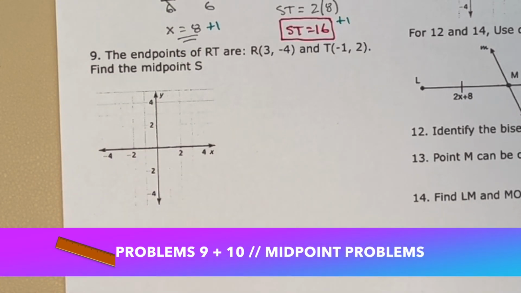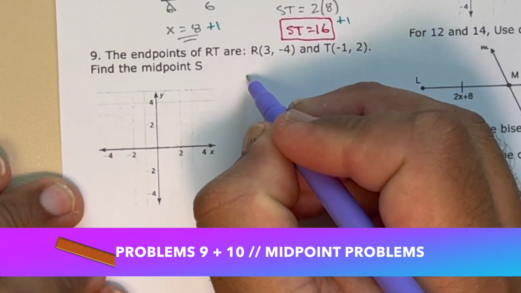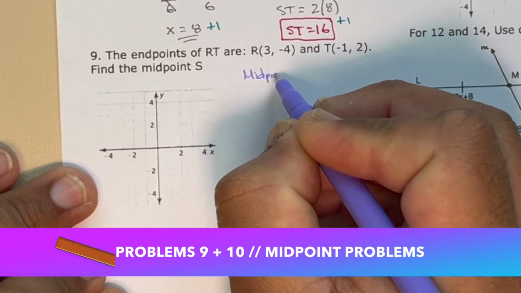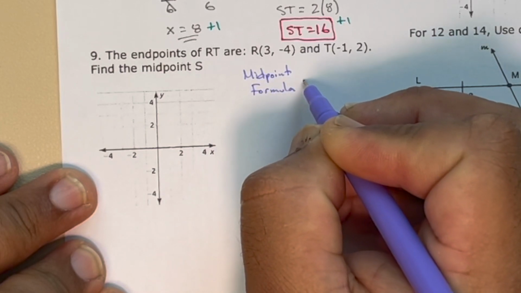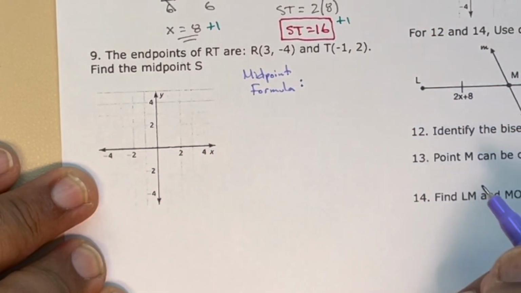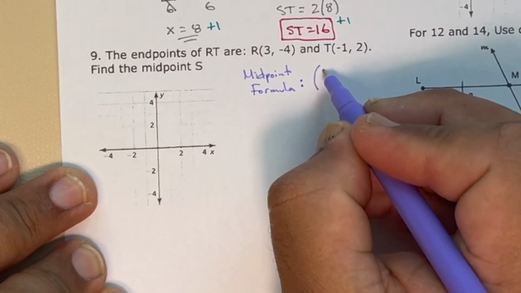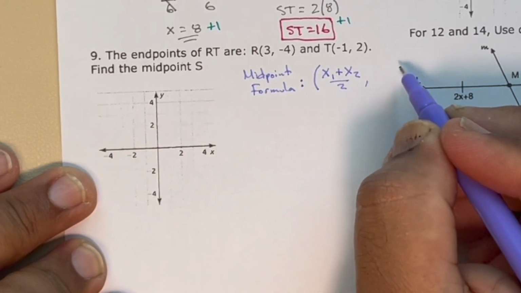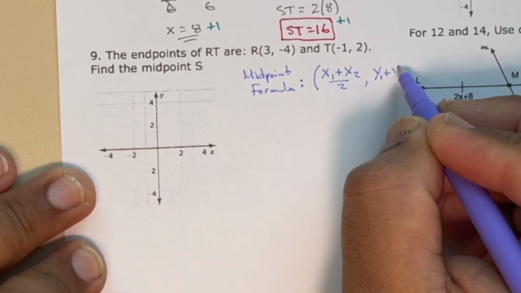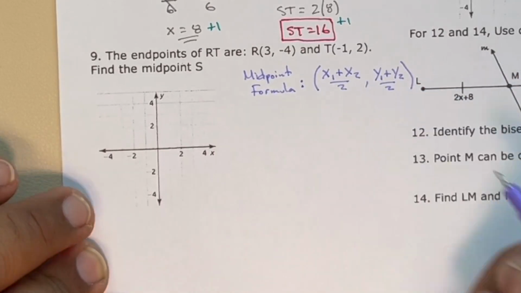All right, for this next problem, there's a couple different ways to solve it. Let's start with using our midpoint formula. So I've got x1 plus x2 divided by 2 will give me my x value, and y1 plus y2 over 2 will give me my y value.